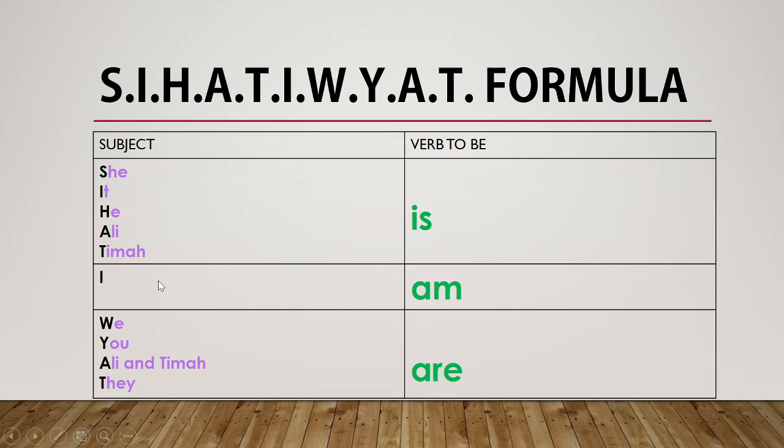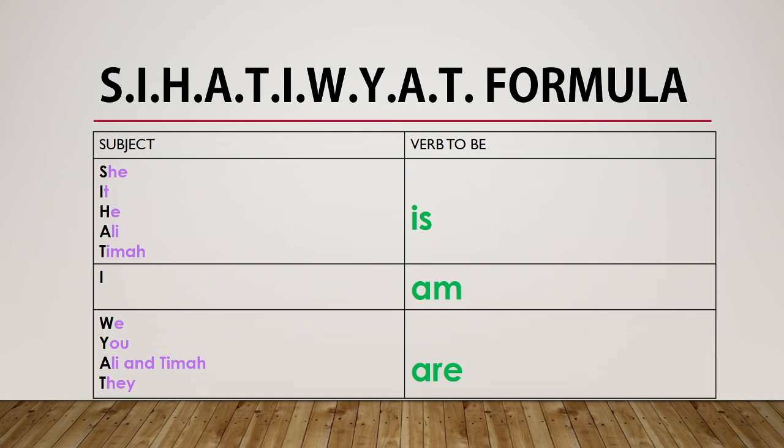Right. So if you refer to the Sehati Wiat formula, you won't find any "my mother" here. But what you can do is think about it. "Emak saya." Which one would be the same subject as "emak saya"? Is it in the Sehat group, or in the I group, or in the Wiat group? Remind yourself, "emak saya". Of course, your mother is a woman, and there's only one woman there. So definitely it is "she". It is the same as "she".